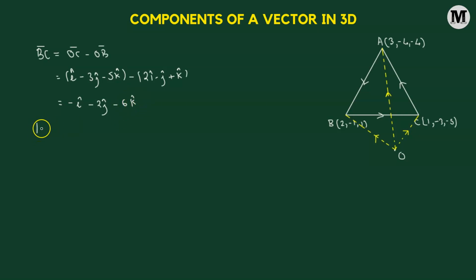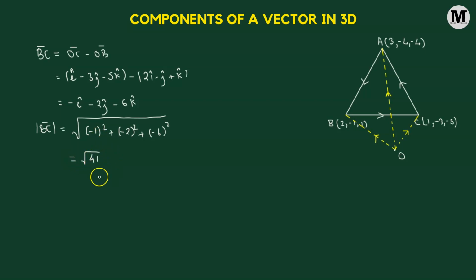Now let's also compute its magnitude. Magnitude of side BC is going to be equal to the square root of negative 1 squared added to negative 2 squared added to negative 6 squared. So 6 squared, that's 36. 2 squared, that's 4. And negative 1 squared, that's 1. So we have square root of 41.